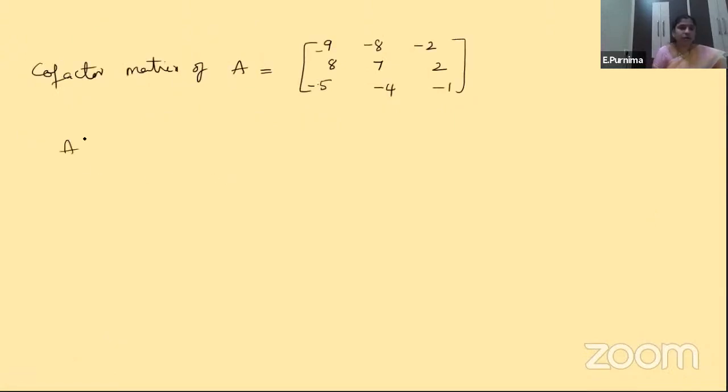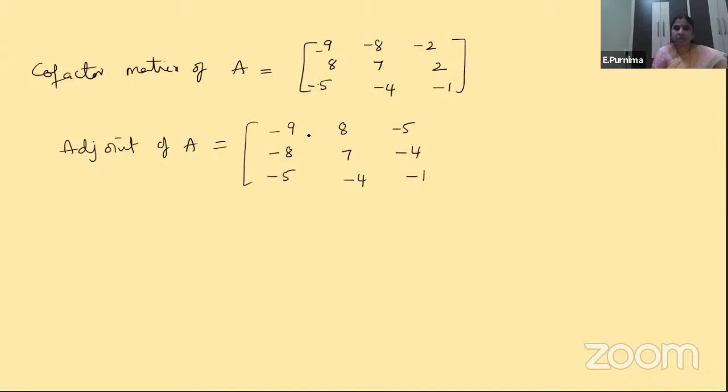Now adjoint of A. We are supposed to find out the adjoint of A. So, transpose of this matrix. First column I am writing as first row. Second column I am writing as second row: minus 8, 7, minus 4. And third column I am writing as third row: minus 5, minus 4, minus 1.